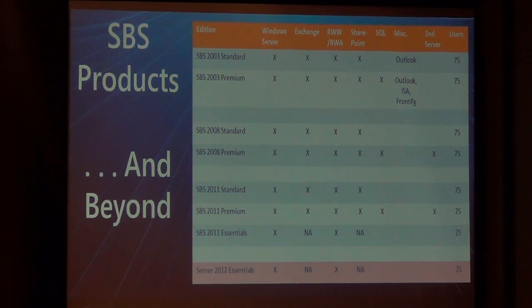Finally, we get down to 2011 Essentials and 2012 Essentials, where you get a server, you get remote access, you got 25 licenses. It doesn't include Exchange, doesn't include Outlook, right? You can't even load Exchange onto it. So the assumption is you're going to pair this with something else. Or you're going to move from one of these SBS products, 11 Standard or Premium, 2008, 2003, and you're going to separate out the products. You're going to put in a server with SQL, you're going to put in a server with Exchange, you're going to put in a server for file storage.